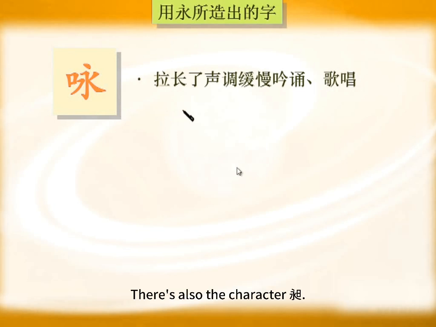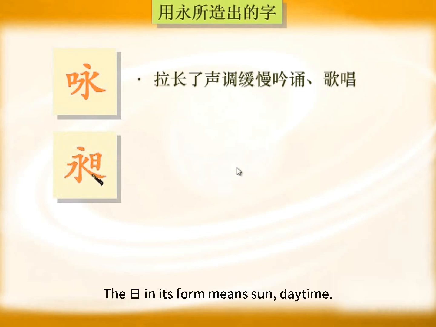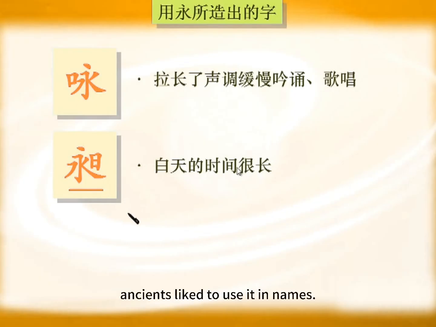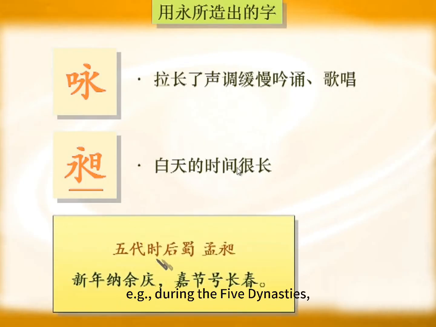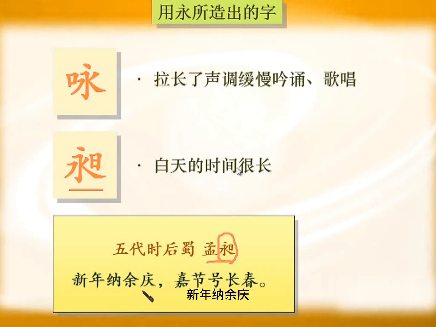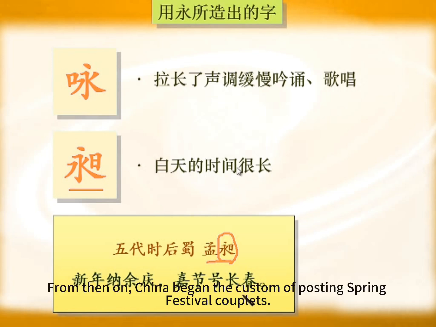There's also the character 昜. The 日 in its form means sun, daytime. It originally meant the daytime is long. This character has a good meaning. Ancients liked to use it in names. E.g., during the 5 dynasties. It is said that later Shu's final emperor, Meng Chang, created one of China's earliest couplets. 新年纳余庆，嘉节号长春。From then on, China began the custom of posting spring festival couplets.